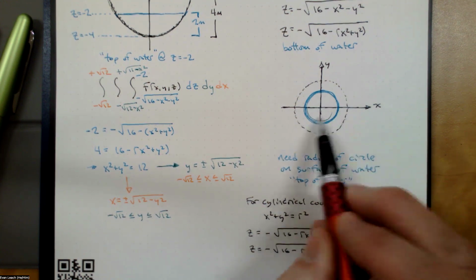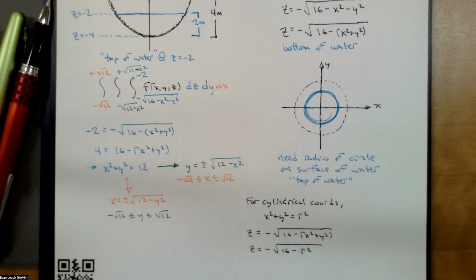And theta goes all the way around, so theta just goes from 0 to 2 pi. Any questions?